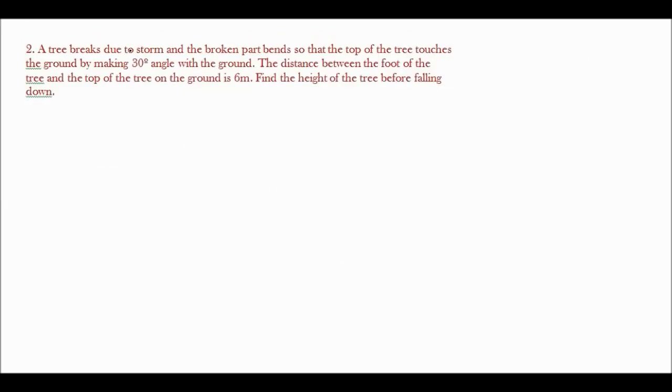Next, a tree breaks due to a storm. The broken part bends and the top of the tree touches the ground, making a 30 degrees angle with the ground. The distance between the foot of the tree and the top of the tree on the ground is 6 meters. Find the height of the tree before falling down.